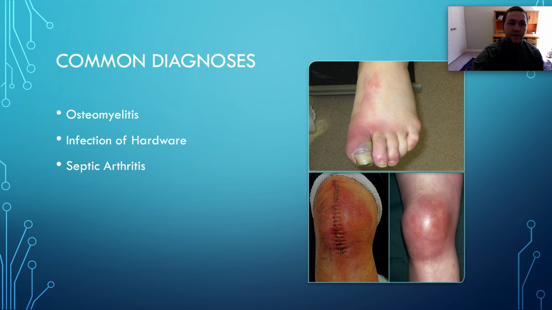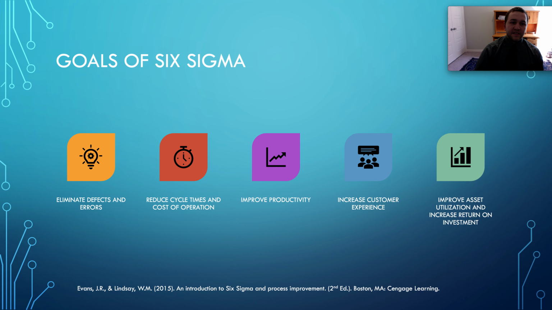So let's talk a little bit about the goals of Six Sigma. The goals of Six Sigma are to eliminate defects and errors. We're going to reduce cycle times and the cost of operations. We're improving productivity, increasing customer experience, improving asset utilization and increasing return on our investment. So what I'm focusing on is reducing cycle times and the cost of operation. Why is the process of getting blood culture results or tissue results back taking so long and prolonging our patients' length of stay? If we can decrease length of stay, we're improving productivity. We're getting these patients on the correct antibiotics sooner.